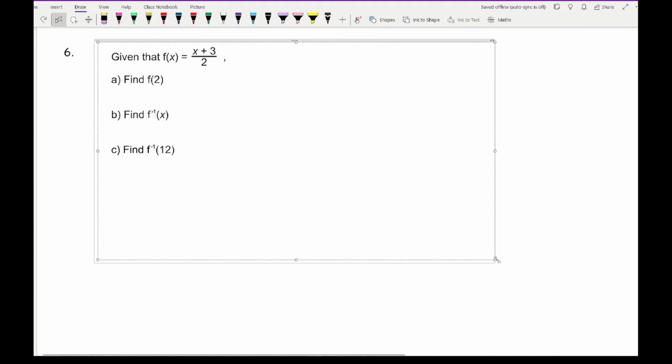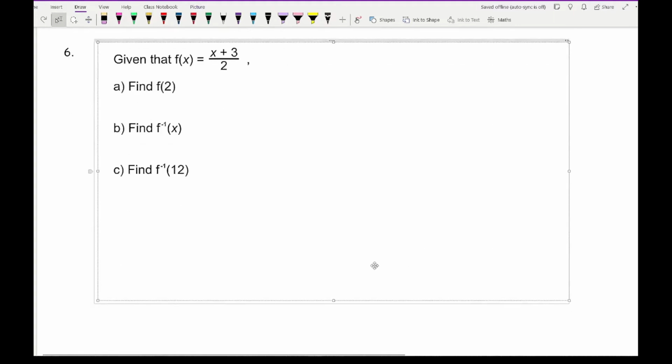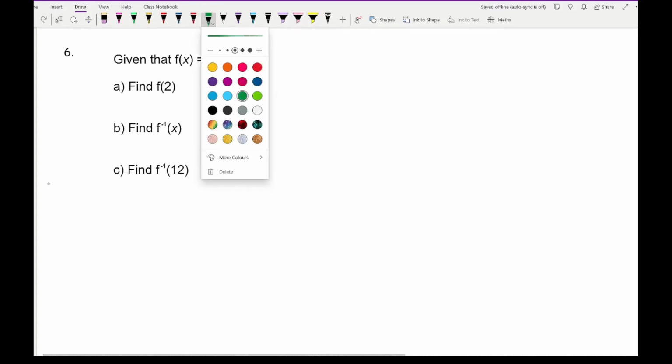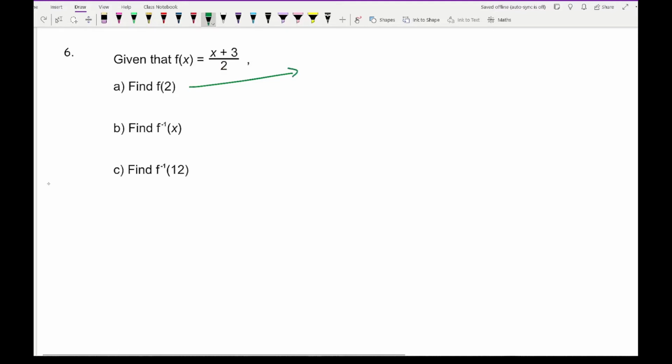Moving on to question 6, let's just make that question a little bit bigger. So here we've got f of x equals (x plus 3) over 2. For the first part, we're just substituting x equals 2 into this function. I've got (2 plus 3) over 2, which is 5 over 2, or 2.5.